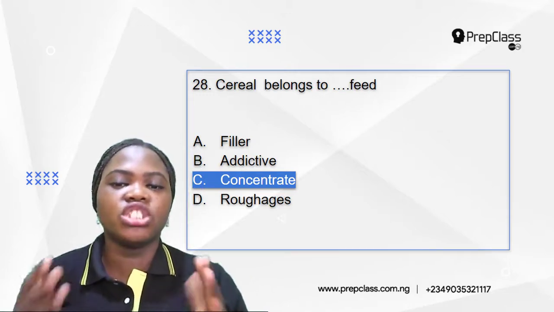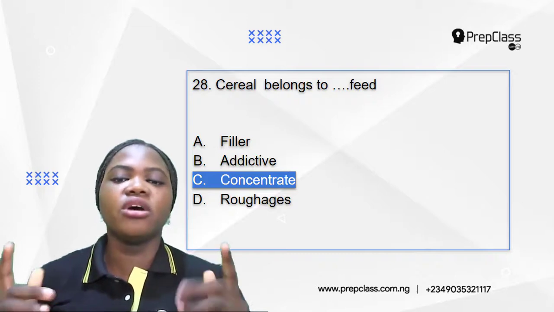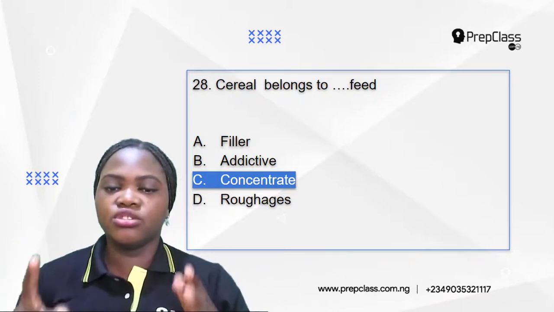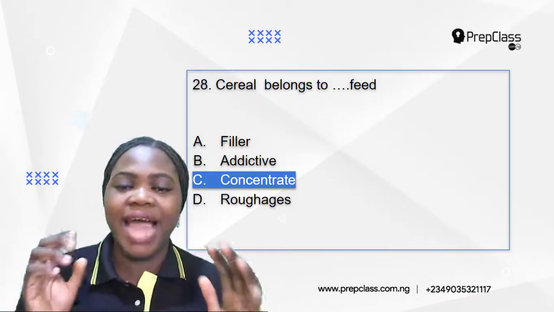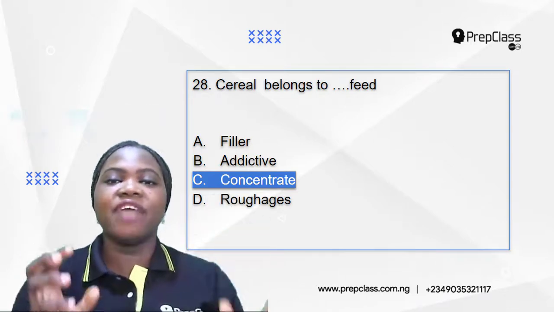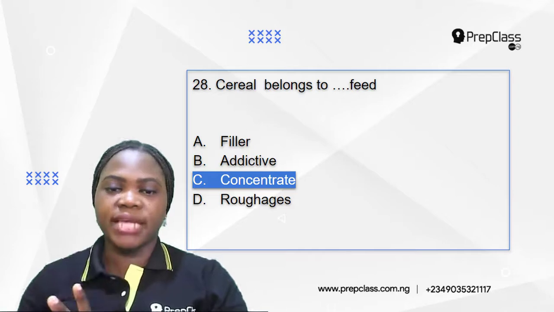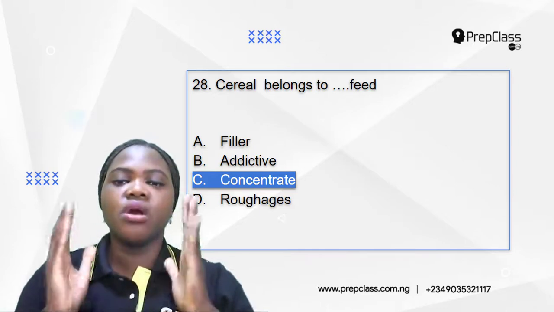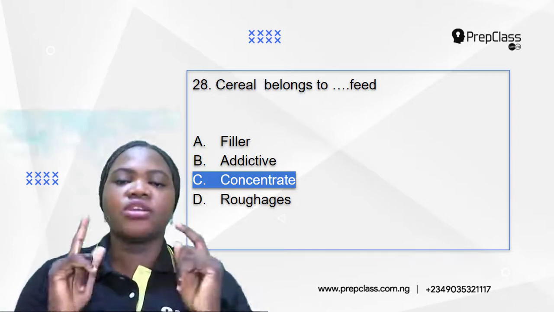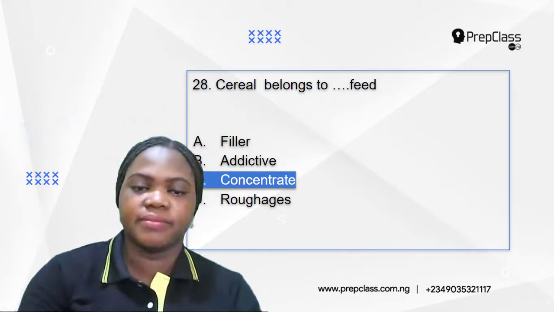Cereal belongs to dash feed. So cereal belongs to concentrate feed. Do you know that concentrate is the main animal feed that is either rich in energy content or in protein? So cereals belong to concentrate feed. So the correct option here is C.